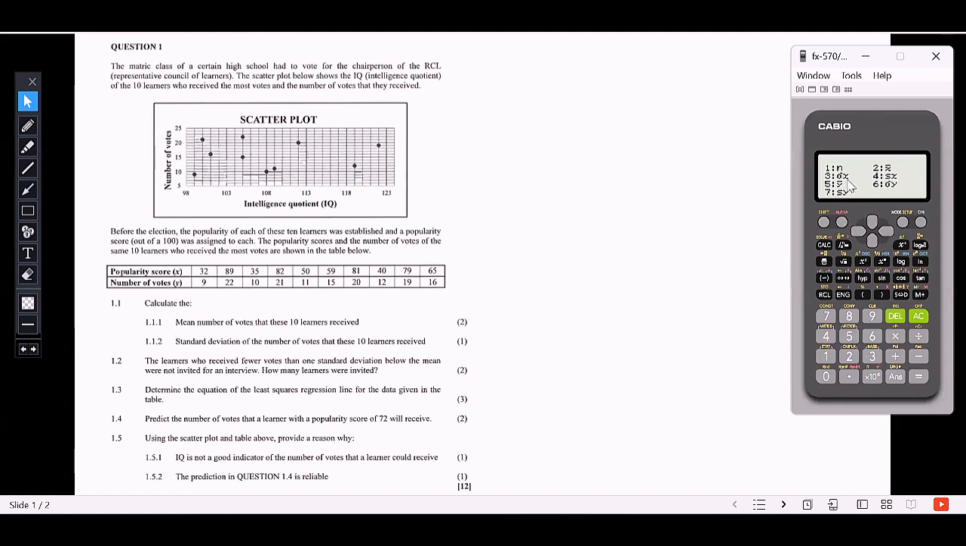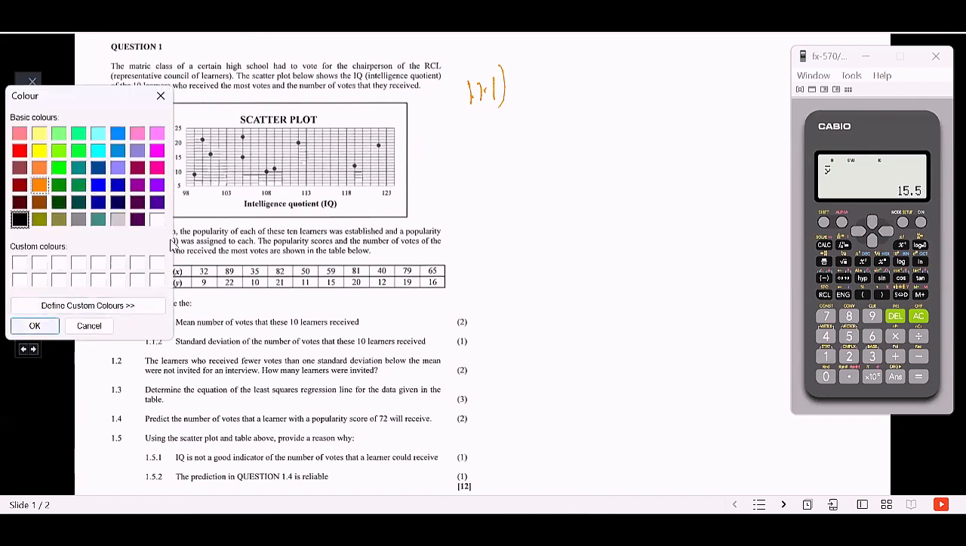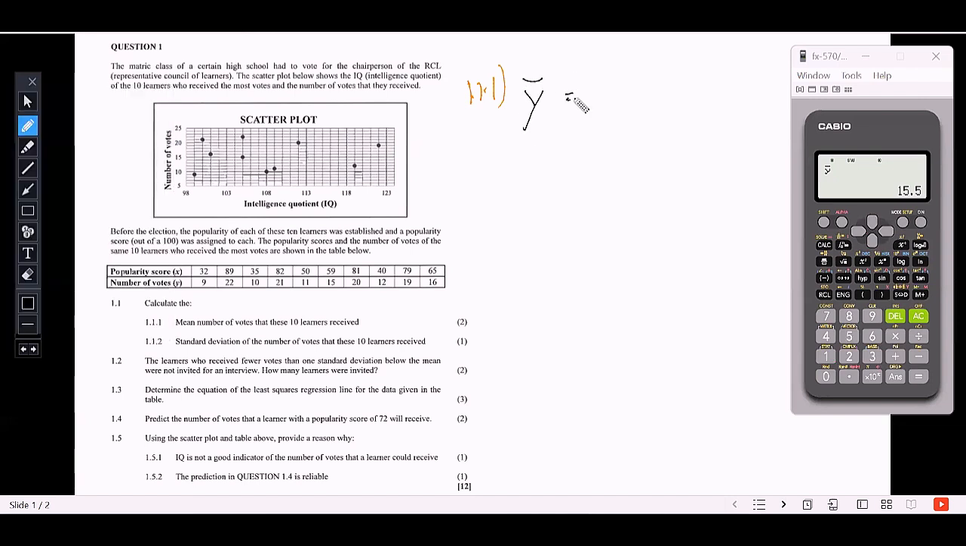And then we are not looking for X bar because we are not trying to determine the mean of the popularity score. We are trying to determine the mean of the number of votes. So we are actually looking for Y bar. And then there you go. So your Y bar for 1.1.1 is going to be Y bar equals 15.5. Right?